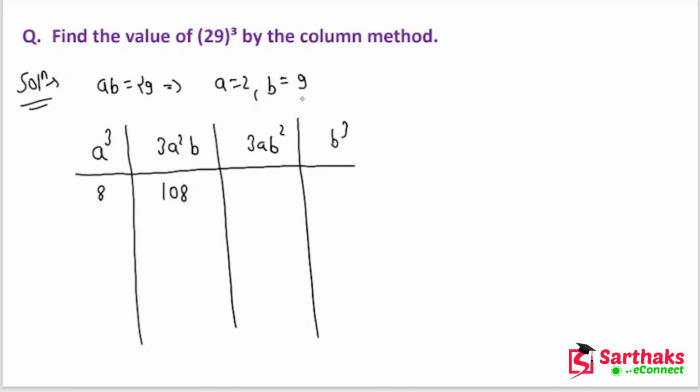Now what is 3AB square? Now 9 square is equal to 81. 81 into 6 would be 486. Okay, so it would be 486, and B cube would be... not 81, it would be 729. It's 9 cube, yes, 9 cube would be 729. Okay, so that is the first step in which we have written all the cubes.